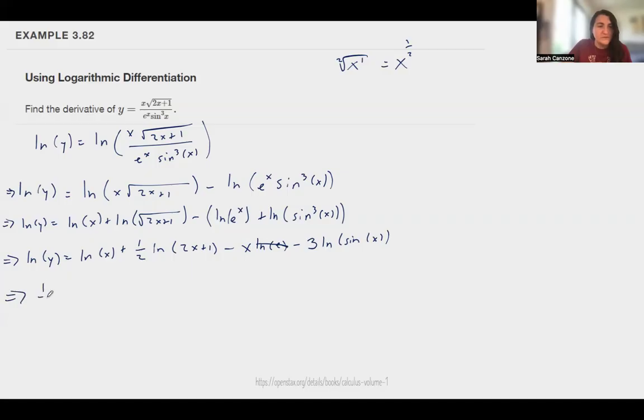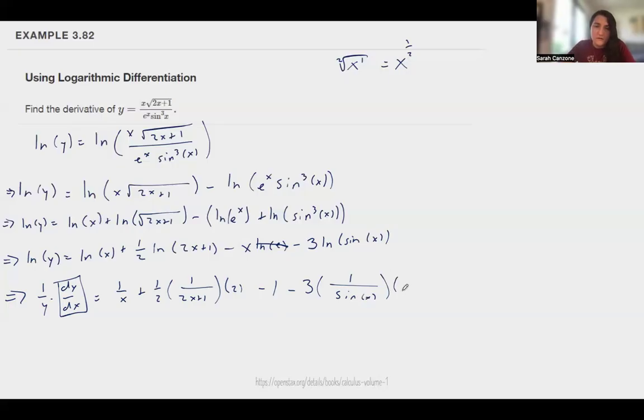Derivative of the natural log of y is 1 over y times the derivative of y, which is dy dx, equals the natural log of x is just 1 over x, derivative of x is 1, plus 1 over 2, natural log of 2x plus 1's derivative is times 1 over 2x plus 1 times the derivative of 2x plus 1, which is 2, minus x, so the derivative of minus x is just minus 1, minus 3, the derivative of the natural log of sine of x is times 1 over the sine of x, because we keep the thing that's in the parentheses and just put it in the denominator, but then we multiply by the derivative of the thing in the parentheses. So the derivative of sine is a positive cosine of x.